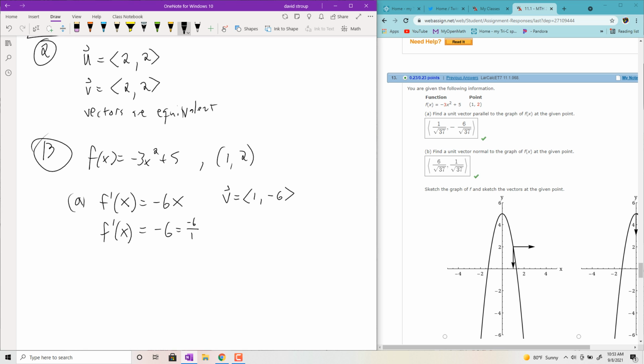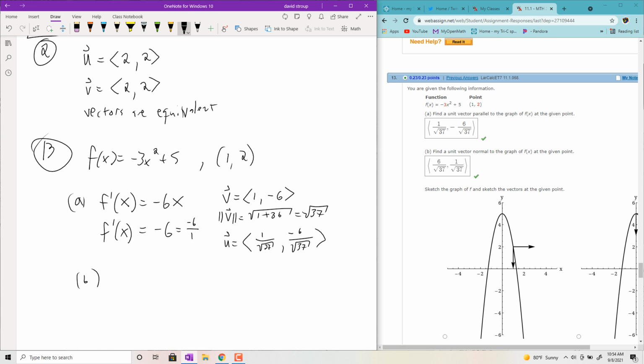Then I need a unit vector, so I'm going to have to find the magnitude of that. That would be the square root of 1 plus 36, which is square root 37. Then get the unit vector in the same direction as v: that would be 1 all over square root 37, and then negative 6 over square root 37. So that's part A.